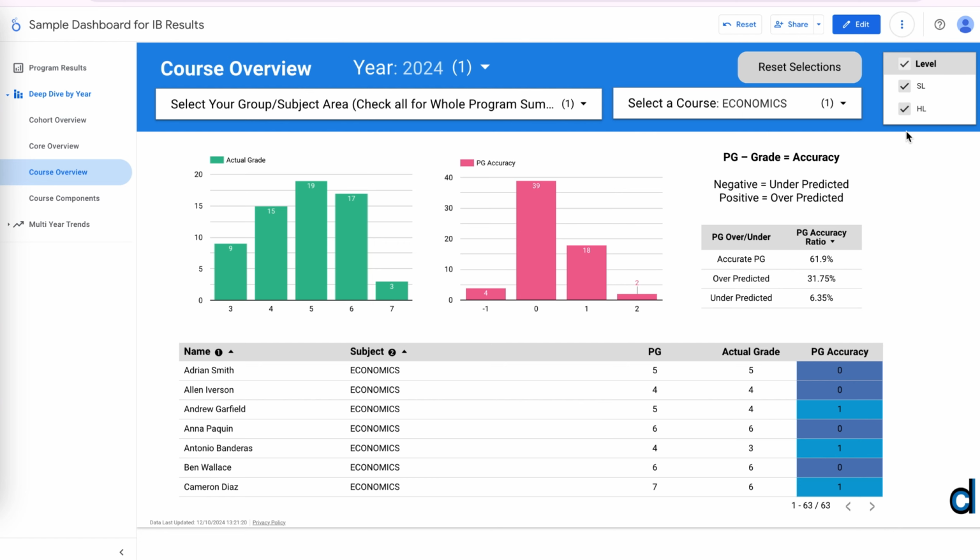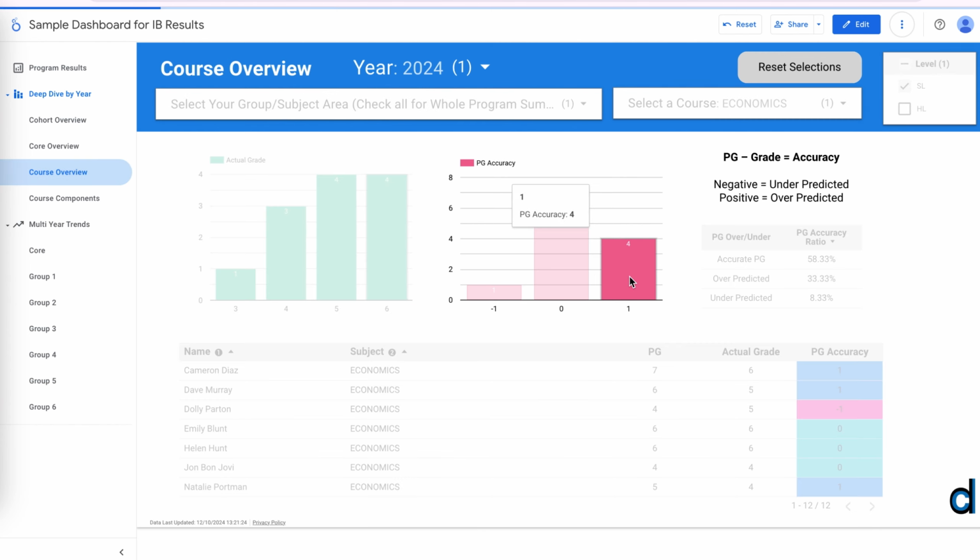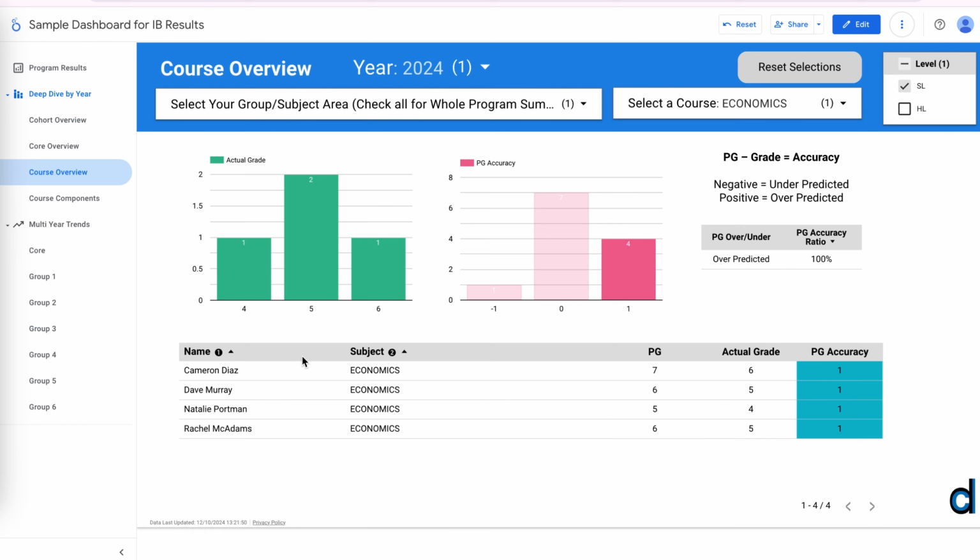And if you want to break it down further to look at only HL or only SL, you can just click on these boxes and you can see what that distribution looks like as well. And the really cool thing about this is if you really want to break down which ones we were over predicting, the positive is the over predicted. So if I want to really look at those students, I can click on that. And I had one student who had a 4, 2 who had a 5, 1 who had a 6, and I can actually see which students were over predicted.